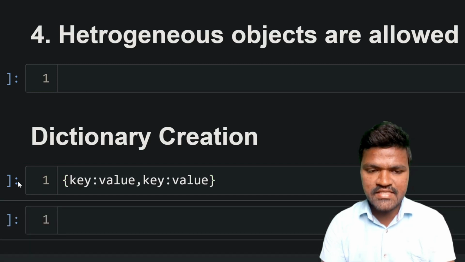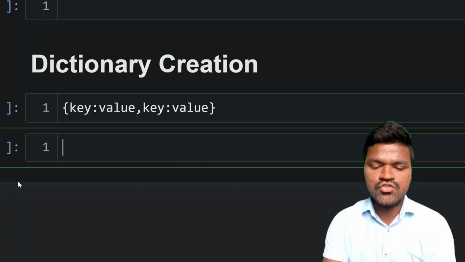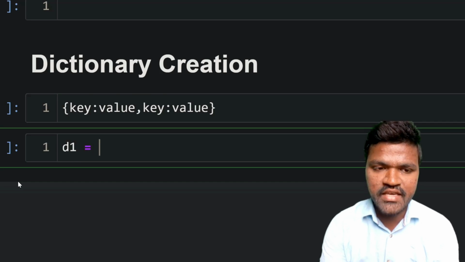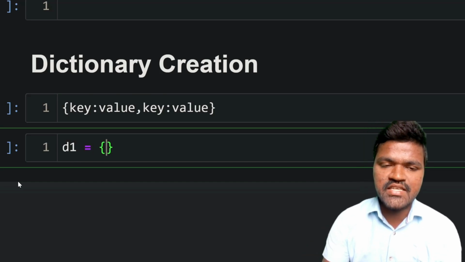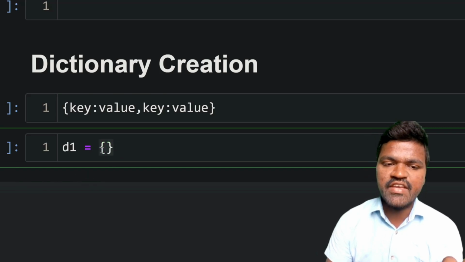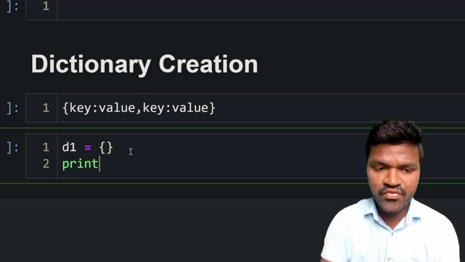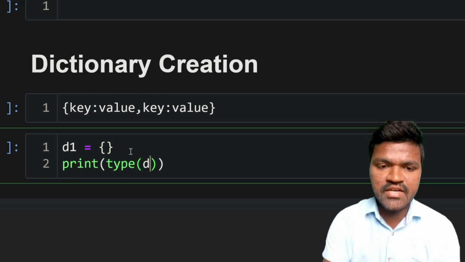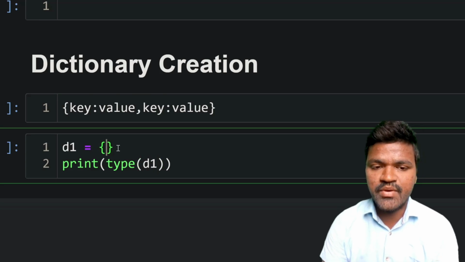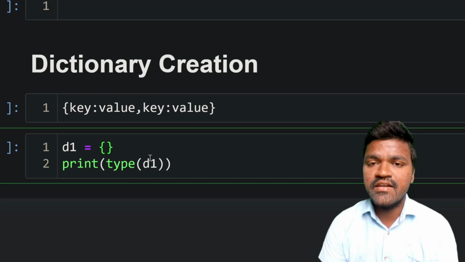So let us go ahead and see how we can create the dictionary. Let's say I am taking D1 here, so consider it as dictionary 1. If I simply mention these curly braces, this is one of the ways that we can create an empty dictionary. Now if I print the type of this D1, I am assigning the curly braces and printing the type here.